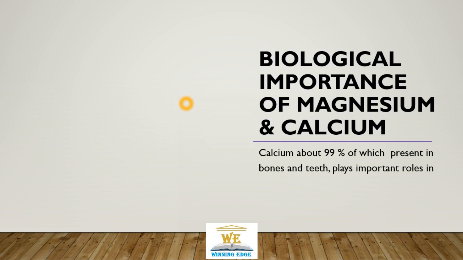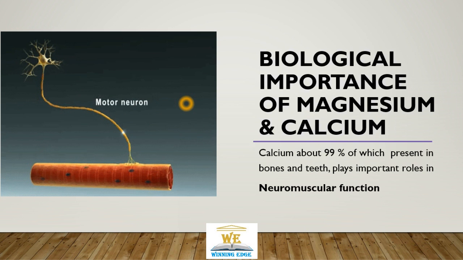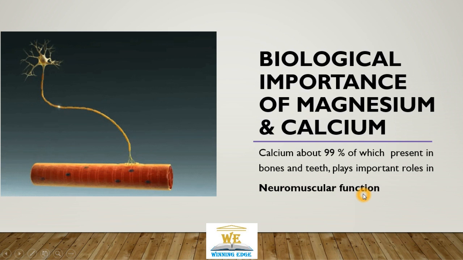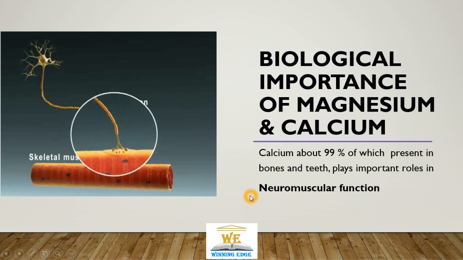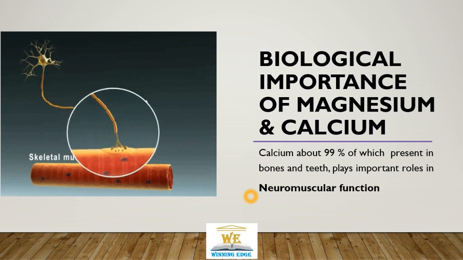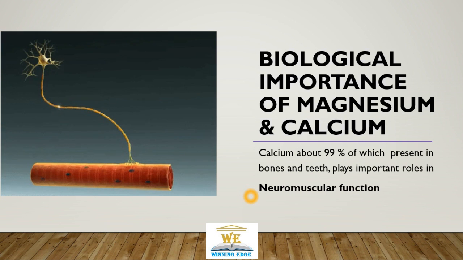In our body, 99% of the calcium is present in bones and teeth, and it has a very important role in nerve signals and neuromuscular functions. Here is a motor neuron and skeletal muscle fibers. So information from our neurons to these muscles happens through calcium, which plays an important role in that.